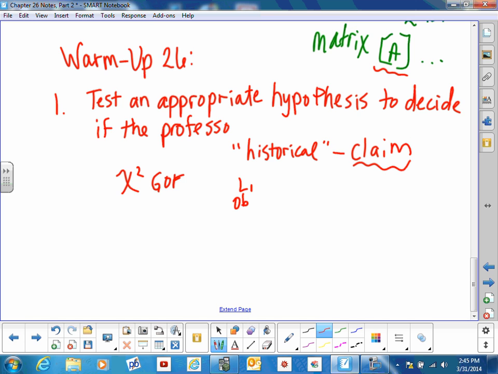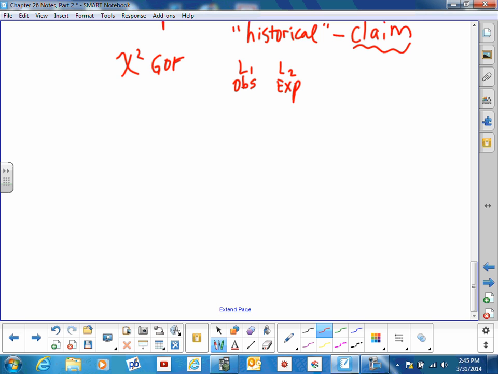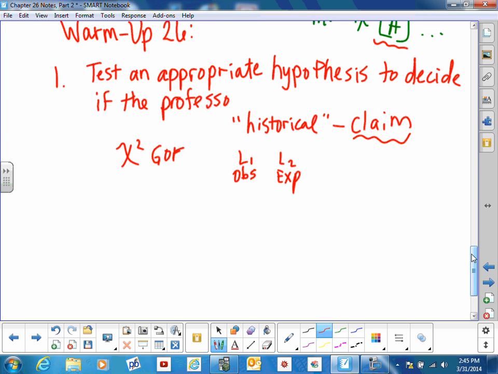So your observed is going to go in your list 1. Your expected are going to go in list 2. And I will tell you, this is a common error I've seen today. When you get this expected, this is the percent times the total, meaning total of all of the A, B, C, D's, and F's. This is not just the percent of the A's and the percent of the B's and the percent of the C's. It's the percent of the total grades that he is comparing.